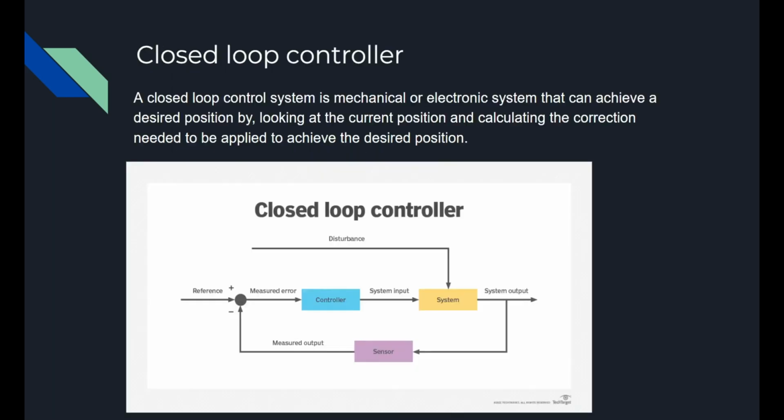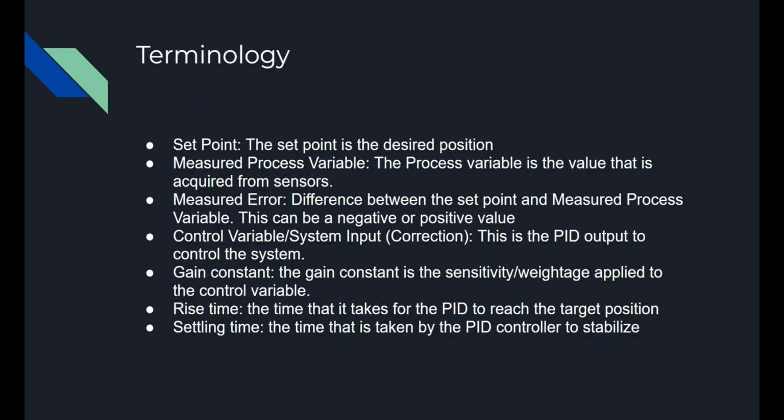Closed-loop controller. To start, we need to understand a closed-loop controller. A closed-loop control system is a mechanical or electronic system that can achieve a desired position by looking at the current position and calculating the correction needed to be applied to achieve the desired position. Some of the main terminologies that we'll be using within this slideshow.